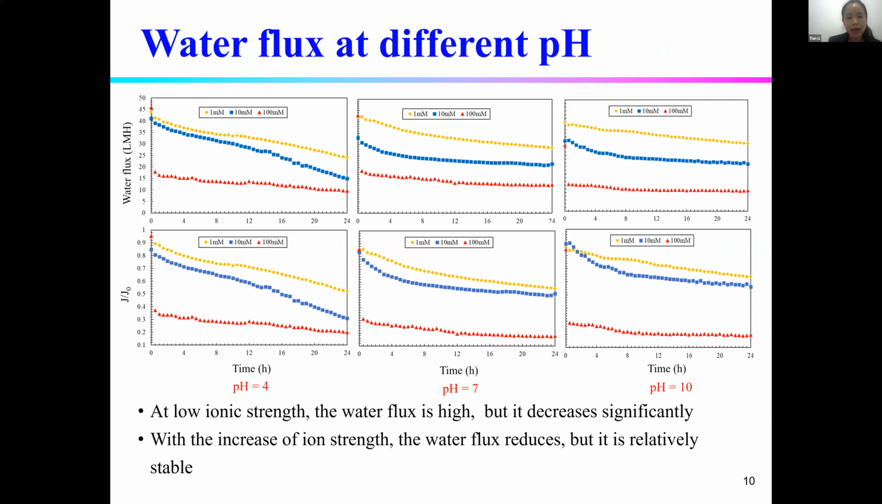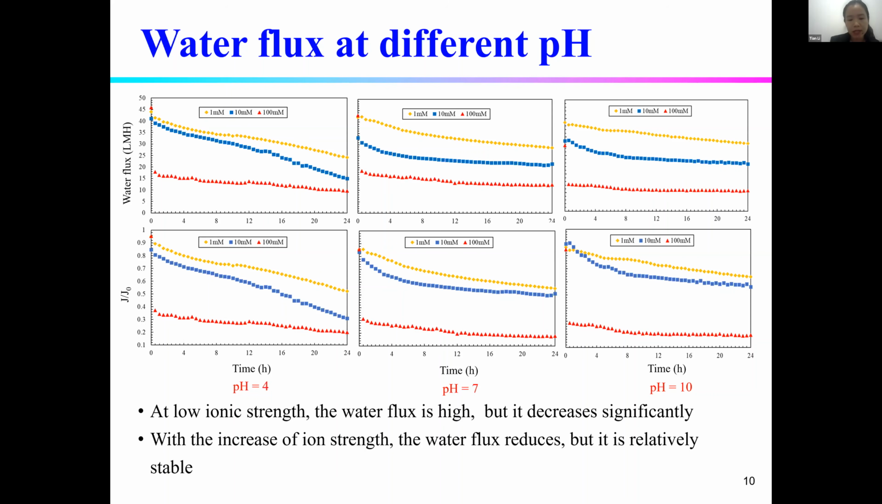And we measure the water flux with different ionic strengths of calcium concentration, 1 millimole, 10 millimole, and 100 millimole, for different pH. We find that at the low ionic strength, for example at around pH 4, the water flux is high, but it decreased significantly.